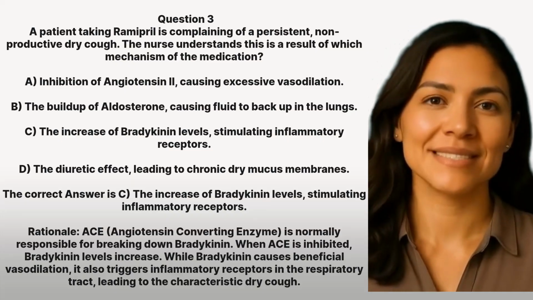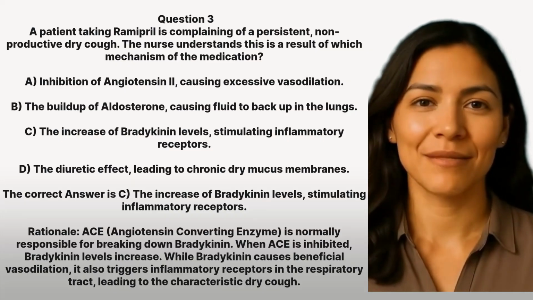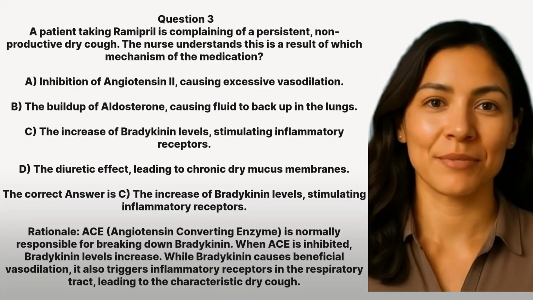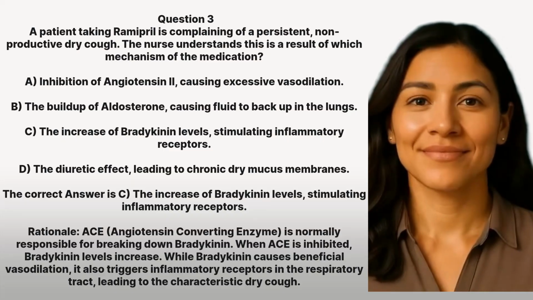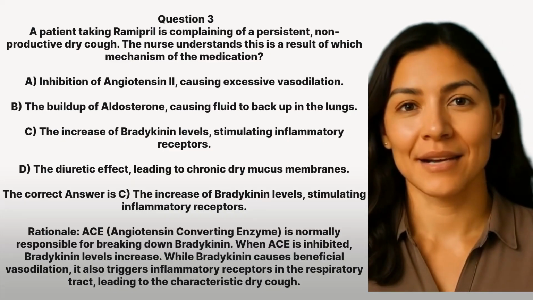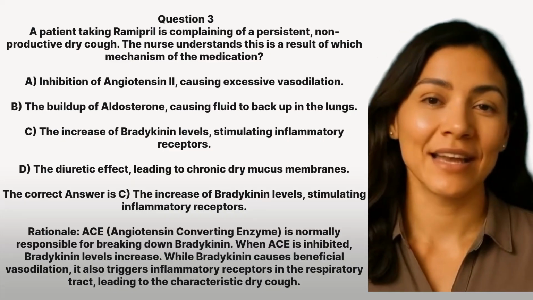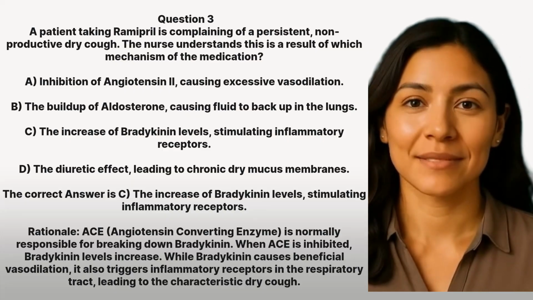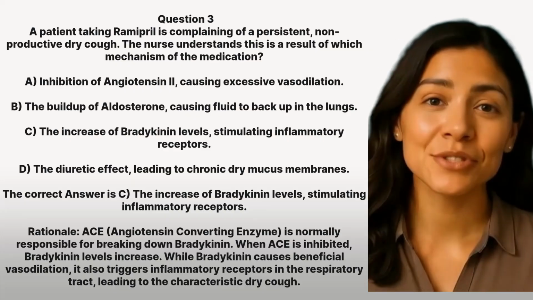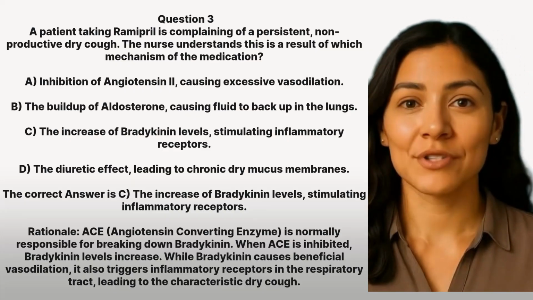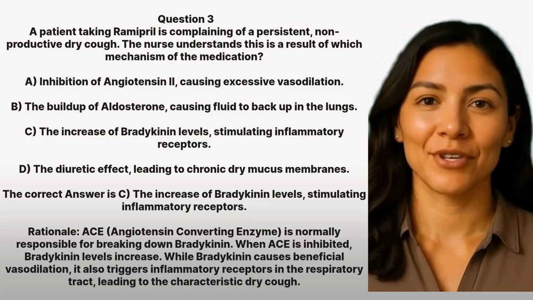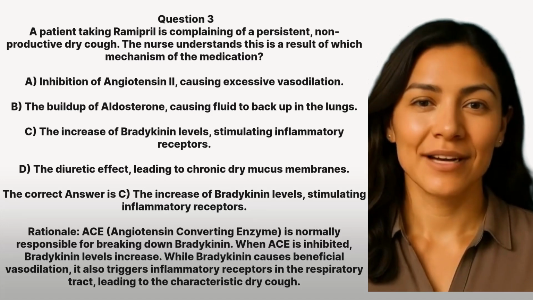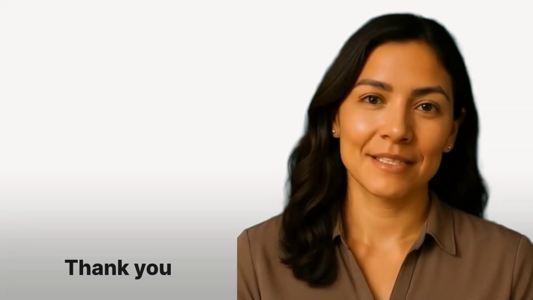The correct answer is C. The increase of bradykinin levels stimulating inflammatory receptors. Rationale: ACE, angiotensin converting enzyme, is normally responsible for breaking down bradykinin. When ACE is inhibited, bradykinin levels increase. While bradykinin causes beneficial vasodilation, it also triggers inflammatory receptors in the respiratory tract, leading to the characteristic dry cough. And there you have it, a complete breakdown of ACE inhibitors.